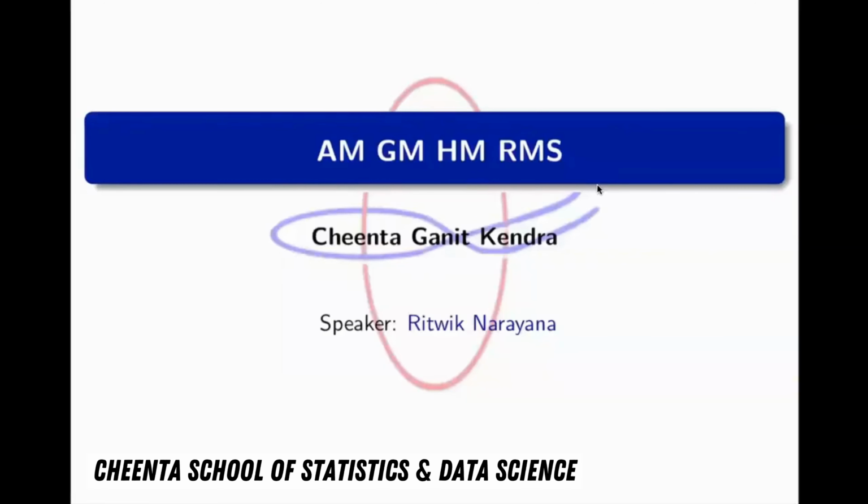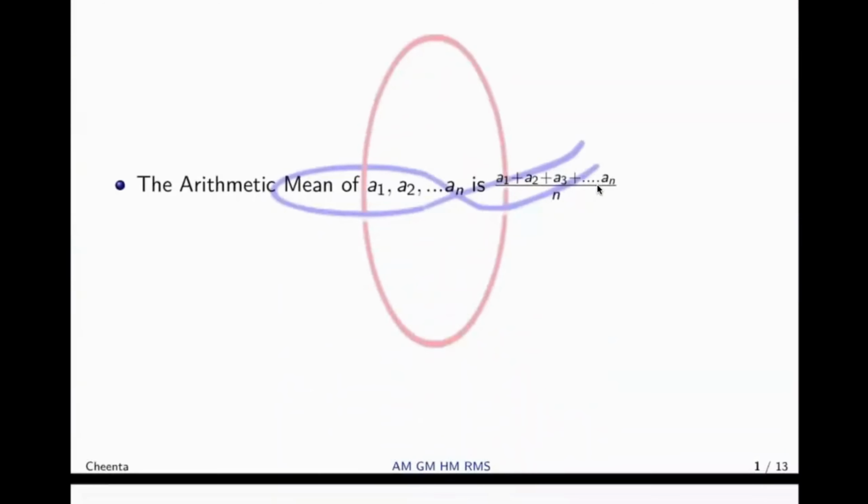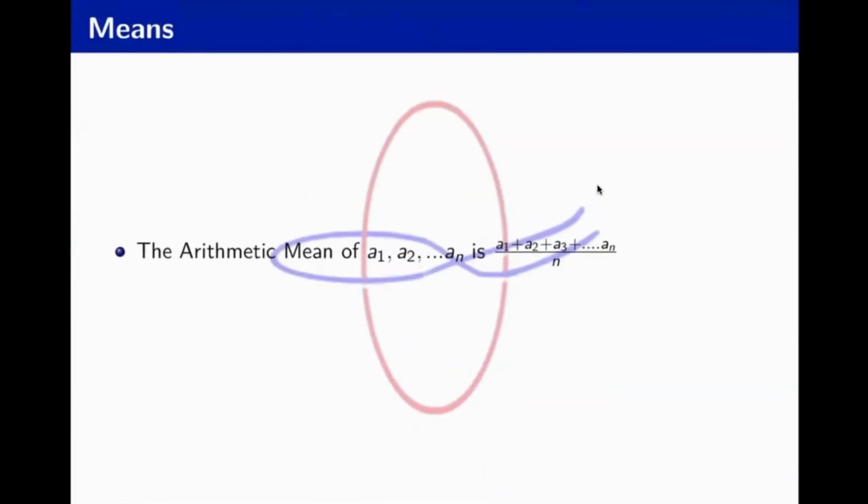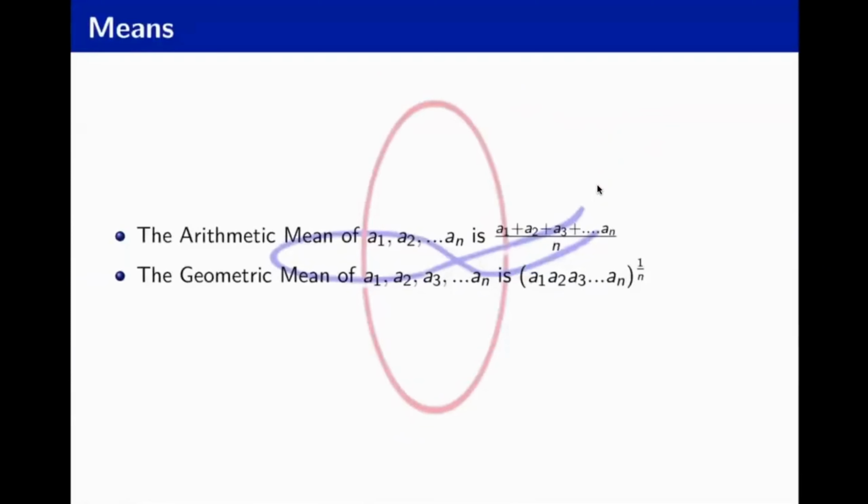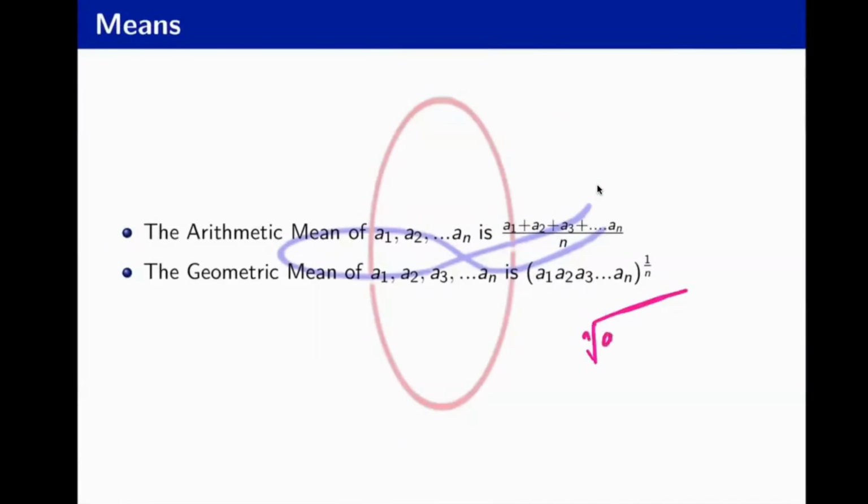In this video, let us see some basic things required for solving problems on AM, GM, HM and RMS inequalities. First of all, the arithmetic mean of A1, A2, A3 and so on is nothing but the mean by taking the sum. So it is A1 plus A2 plus up to AN, divided by N. Similarly, the geometric mean is the nth root of A1, A2 and so on up to AN.